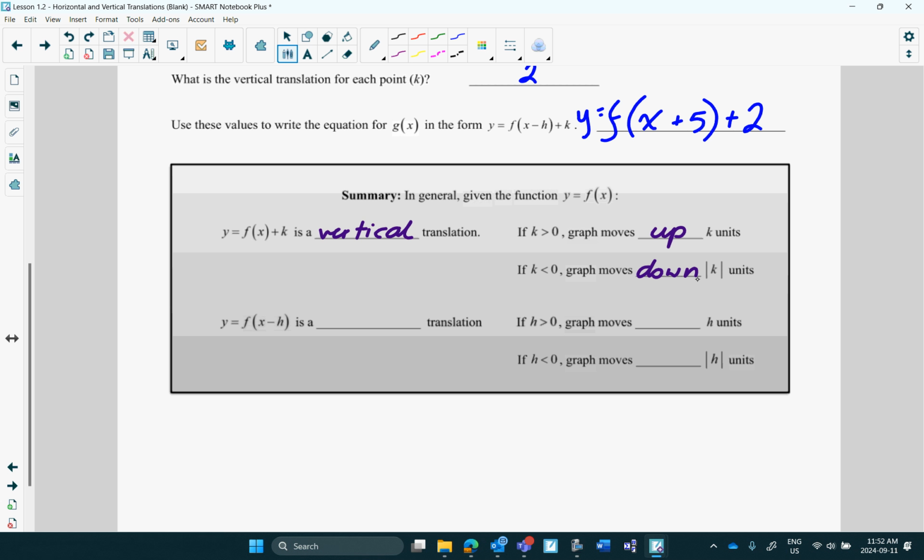If we've got a number inside parentheses with the function, that is a horizontal translation. If h is bigger than 0, that means it's positive, like x -4, because h is 4 there, or x -7, because h is 7. That means it moves to the right. If h is less than 0, like -4, when we plug it in it becomes x plus 4, which tells us it moves to the left.